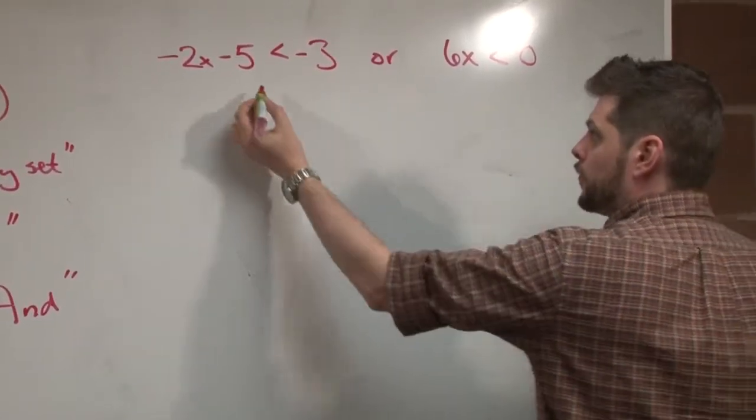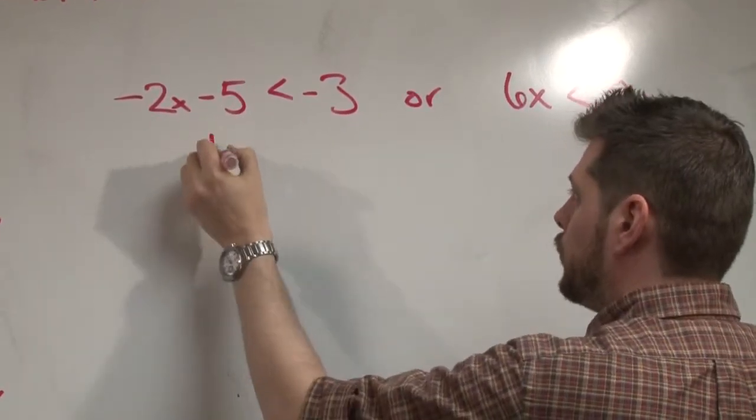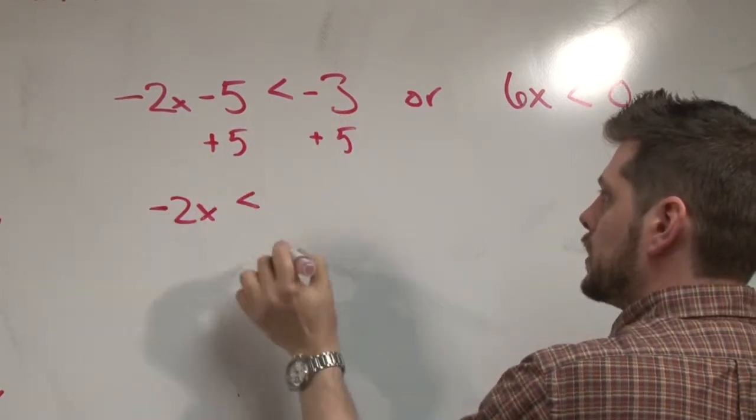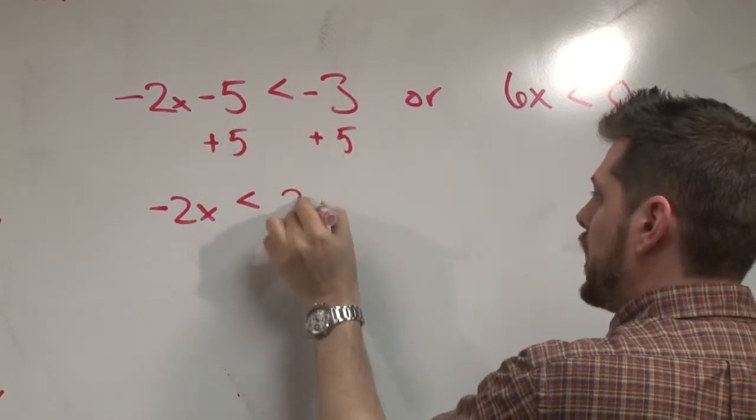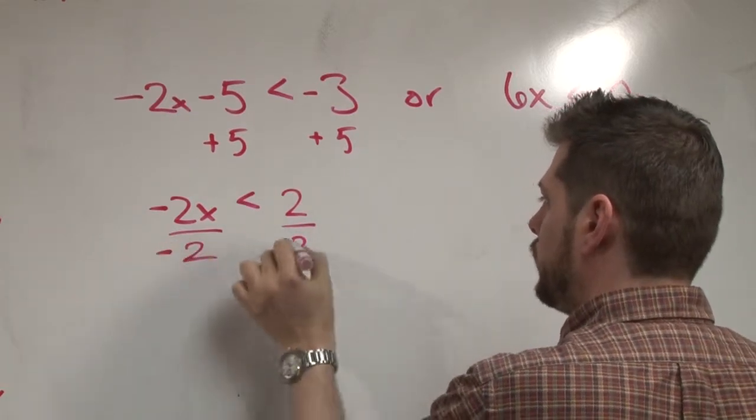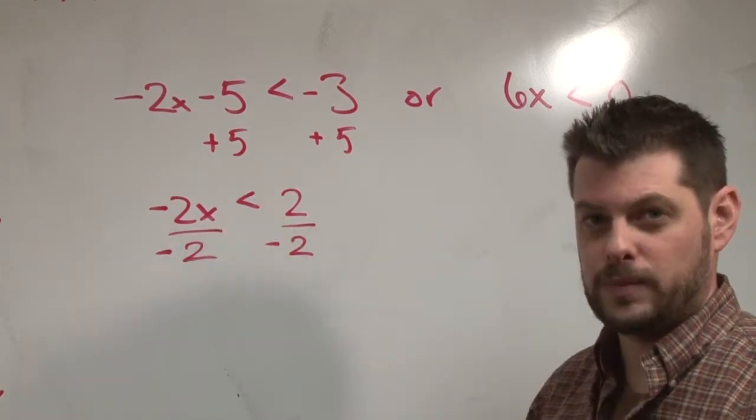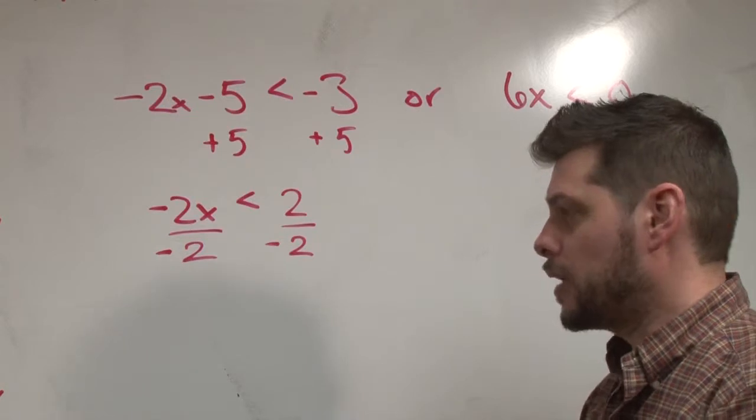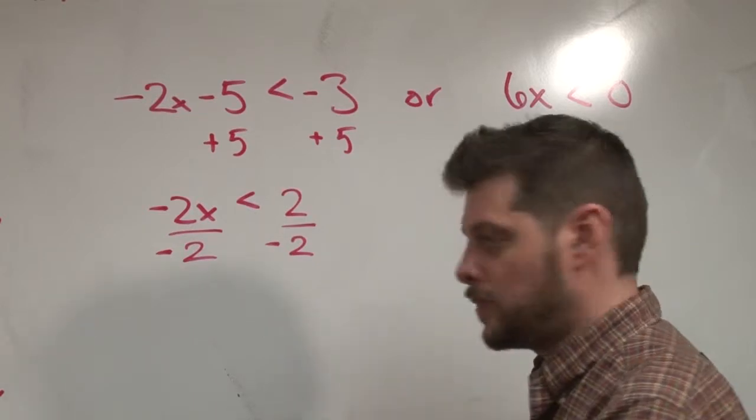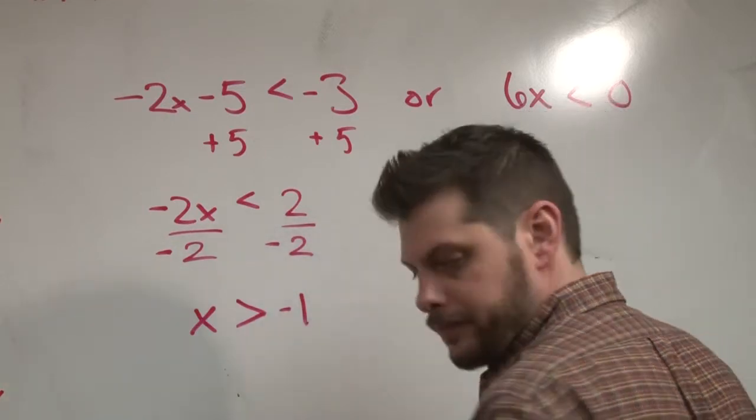Okay? So the first piece, we treat it like an equality, and what we want to do is isolate x. In order to do that, we add 5 to both sides, and we get negative 2x is less than negative 3 plus 5, which gives me a positive 2. Dividing by negative 2 on both sides, and because I'm dealing with an inequality, I have to flip the sign. Every time you divide by a negative, you flip the sign of your inequality. That's a whole other video, and I'm not going to get into it right now. But finally, I get x is greater than negative 1.